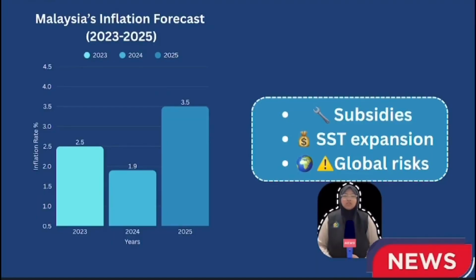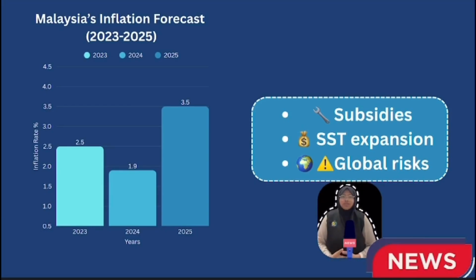Let's take a closer look at Malaysia's inflation performance, where we are and where we are heading. In 2023, Malaysia recorded an inflation rate of 2.4% based on actual data from Bank Negara. By 2024, inflation is expected to ease to 1.9% thanks to stabilizing domestic prices. But looking ahead to 2025, the outlook becomes more uncertain, with forecasts ranging from 2.0% to 3.5% depending on how local and global pressures unfold. This sits mostly within BNM's target band, but still requires attention as uncertainties unfold.